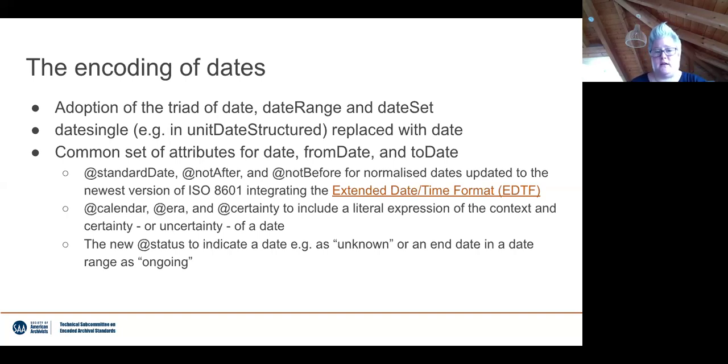So you have standard date, not after and not before for normalized dates, which is, if you're using ISO 8601, now extended to the newest version. So integrating the extended date time format, which allows you to give normalized variations of uncertain or approximate dates. We have calendar, era, and certainty to do that in the way of textual information. And we have included a new attribute called status to indicate that, for example, a date is unknown or that the end date of a date range is ongoing.